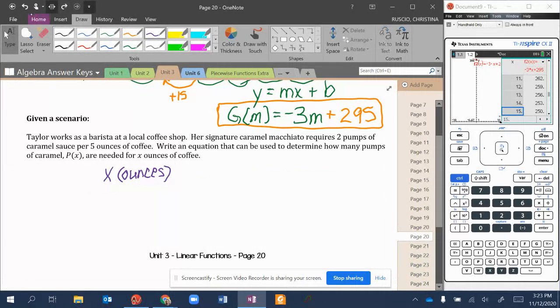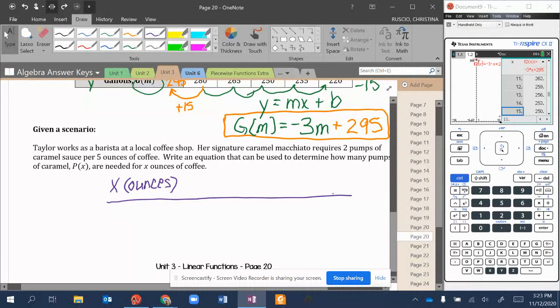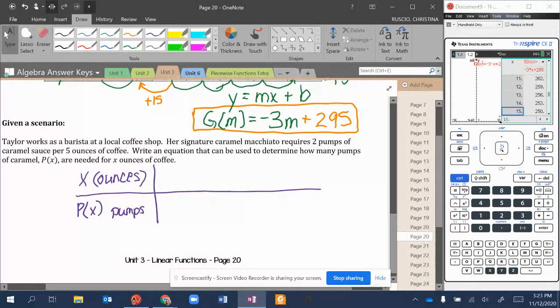and, whoa, let me draw a little bit more of a straight line. And then P of x, what was P of x? Pumps of caramel. Okay, so what do we know? Well, her signature caramel macchiato is 2 pumps for 5 ounces. All right, so 2 pumps for 5 ounces. So what if she doubled the pumps? 4 pumps would be 10 ounces. What about 6 pumps? 15. And then 8 would be 20.